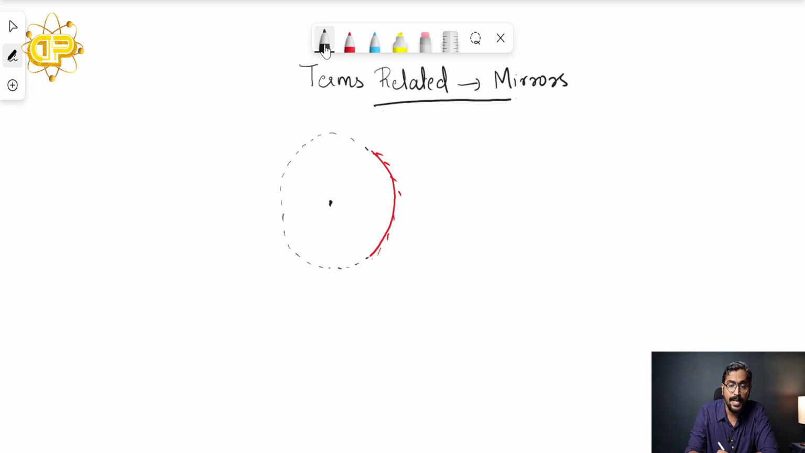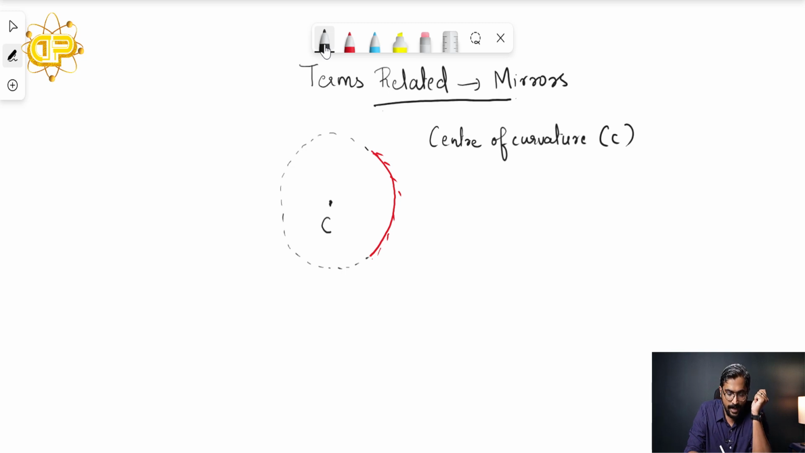The first and foremost term is the center of the sphere from which the mirror is formed. We will denote that particular point by C, and it is known as the center of curvature. The center of the mirror, that is this point, we denote with the letter P, and we call it the pole.